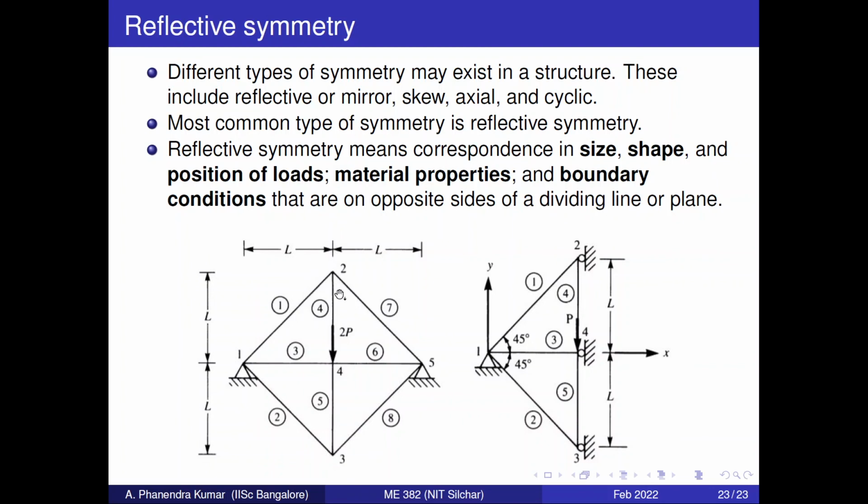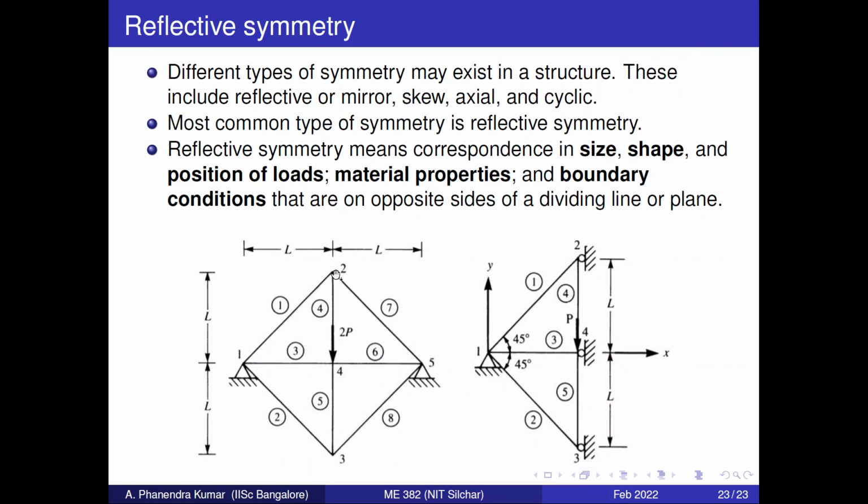See which plane is satisfying all these properties, then we can decide on the plane. Once we divide the structure using the plane, we need to see through which nodes this plane is going. In this case, the plane is going through nodes 2, 4 and 3. Once we divide the structure, we can divide the load. It will be P, and the other P will be on the other half of the structure.